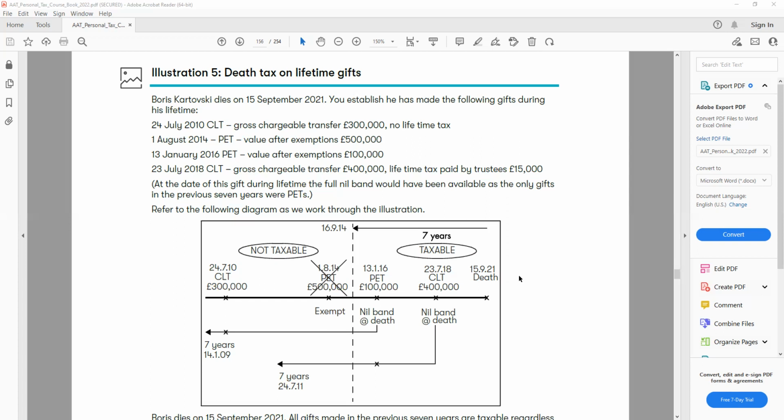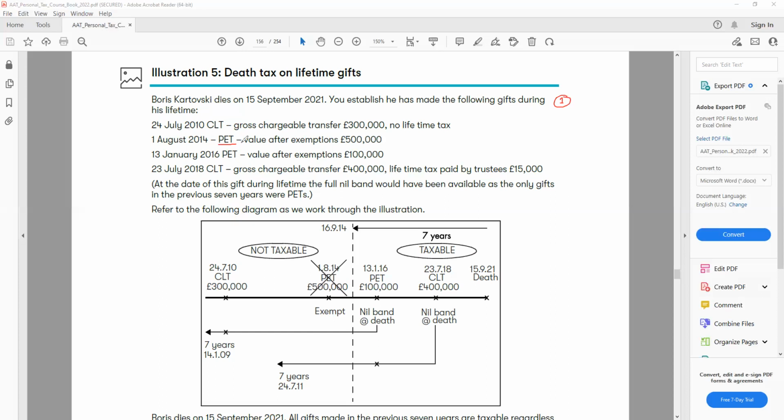Now, this is a little bit tricky for the PET and for the CLT. So we're going to learn details from this question. Now, the first thing we have to remember that is very important, step number one, that is PET. The PET is a potential exempt transfer. The reason we call it potential exempt transfer is because we don't know. It might be fully exempt, it might not be. It depends how many years the person survived after the date they gave the gift.